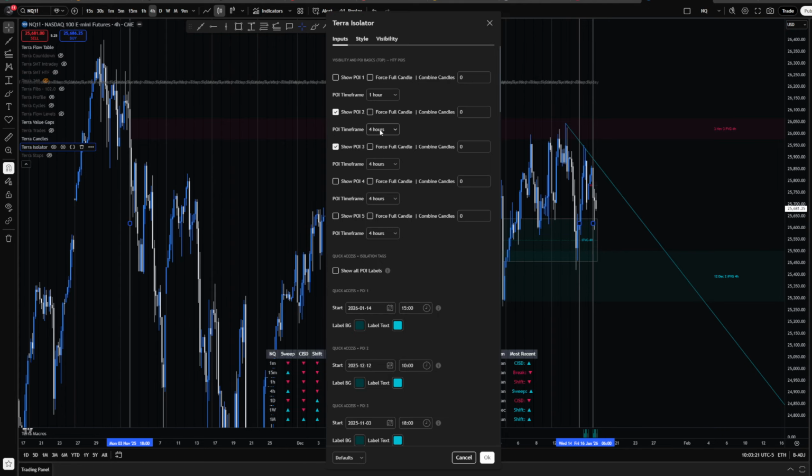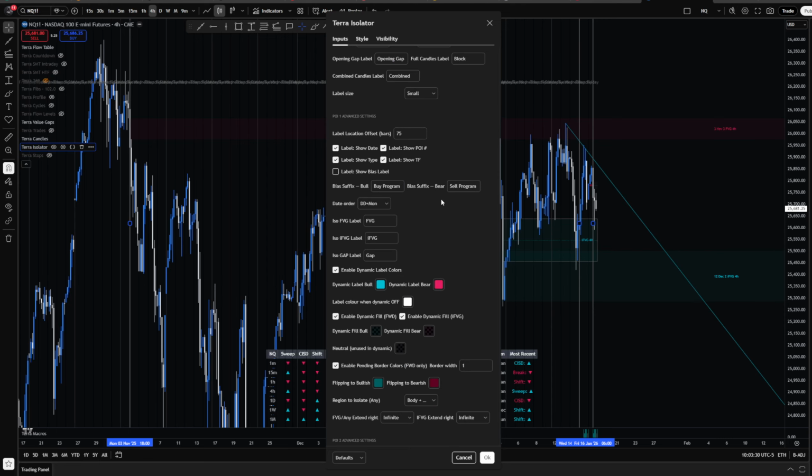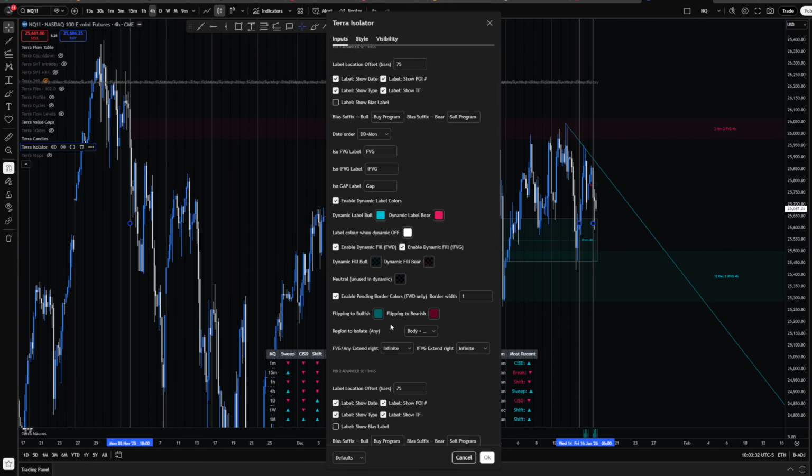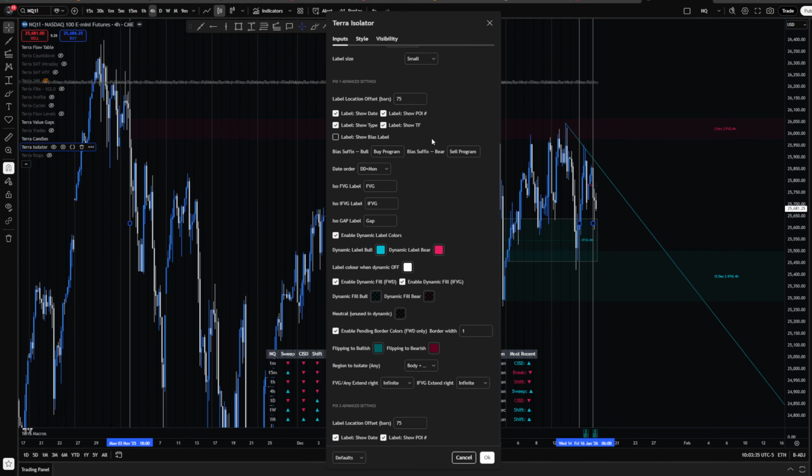You can select the candle. You can combine candles just by clicking up, and it will add the next candle into it. And you can force the full candle if you want to see the full candle. And down here, each POI has its own advanced settings. The idea is that you go in here, set it up once, and you don't have to touch it again.